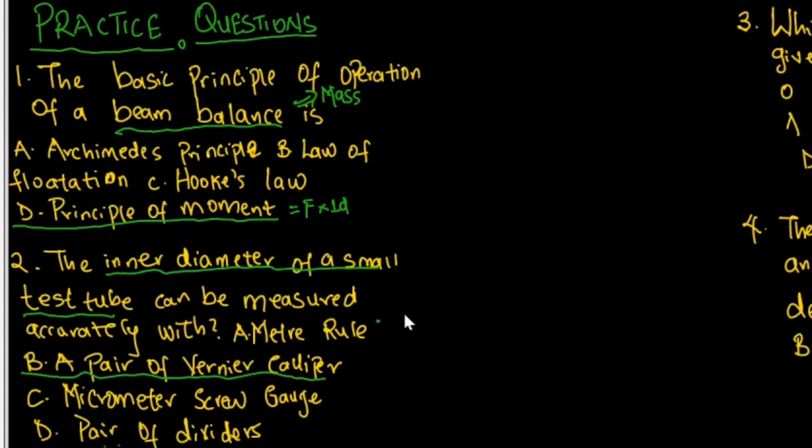Meanwhile, we use a meter rule to measure length of short distances. We use a micrometer screw gauge to measure extremely small thickness. Then a pair of dividers is used to measure length. So it is one of the measuring instruments in your mathematical set used to measure length. So the answer to question 2 is a pair of Vernier calipers. So option B is the correct answer.